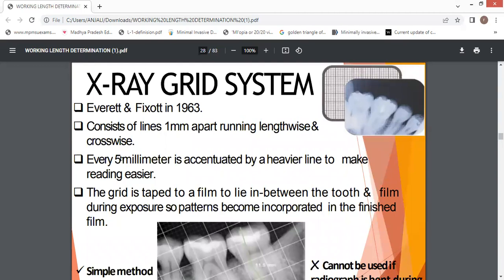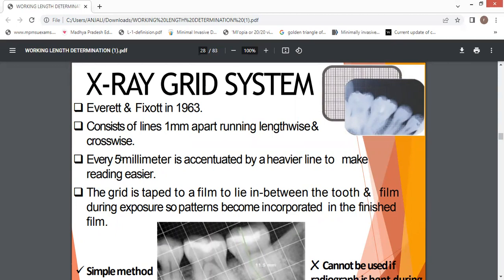X-ray grid system, which was given by Everett and Fixott in 1963. It consists of lines 1 mm apart running lengthwise and crosswise. Every 5 millimeters is accentuated by a heavier line to make reading easier.